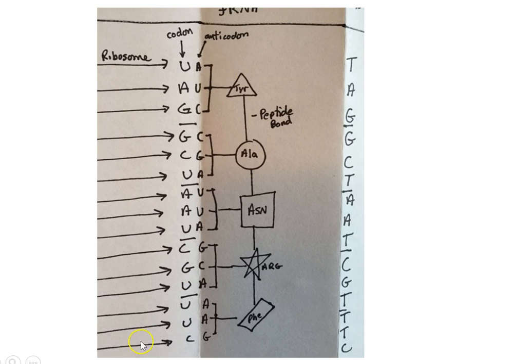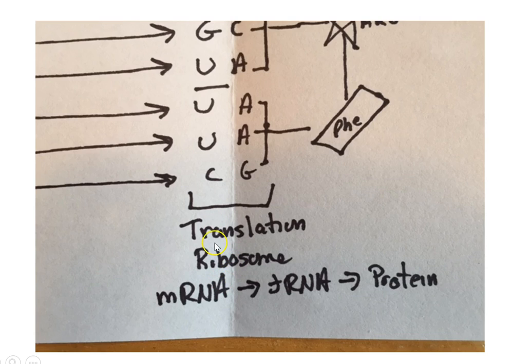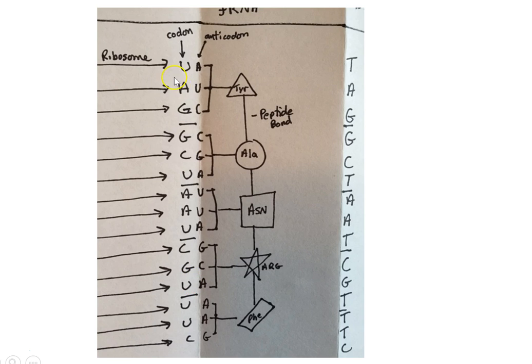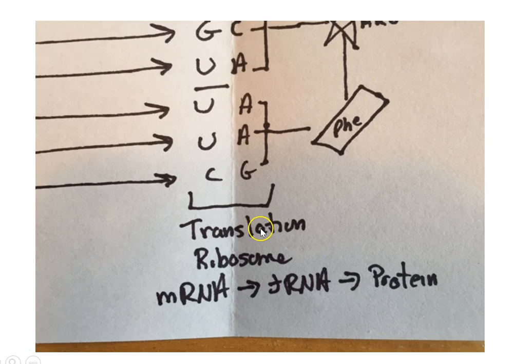Okay, so to review what we just did, on the bottom here, or on the back so you remember, you're going to write this. The process of going from messenger RNA to tRNA to protein is called translation, and it occurs at the ribosomes. So again, this process of going from mRNA to tRNA to the protein, or you could skip a step there, going from mRNA to the protein, is called translation, and it happens at the ribosome. So if you haven't, go through that process.